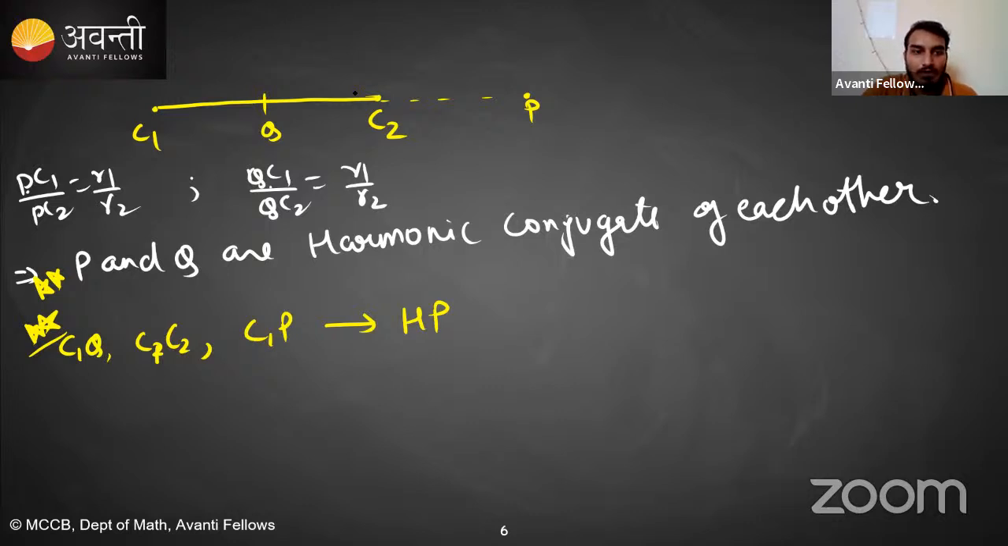Very good. So now you understand what a direct common tangent is and what an indirect common tangent is. And the important point we have noted here is that P and Q will be harmonic conjugates of each other. Is there anyone who doesn't understand this concept? Tell me quickly in the chat box, students. Is this clear or not? Do you have any doubt regarding this?